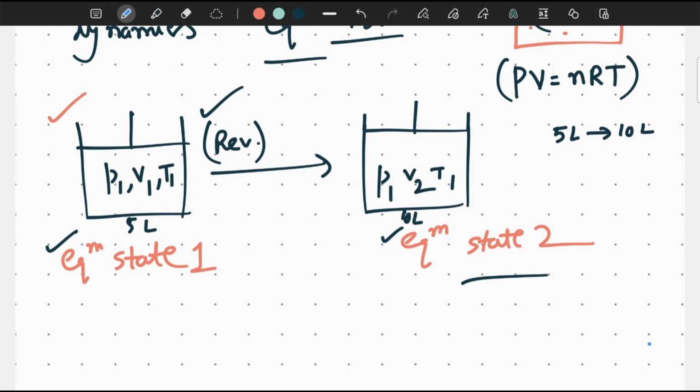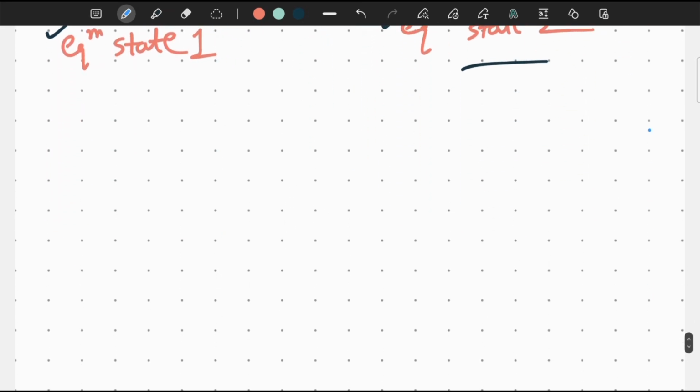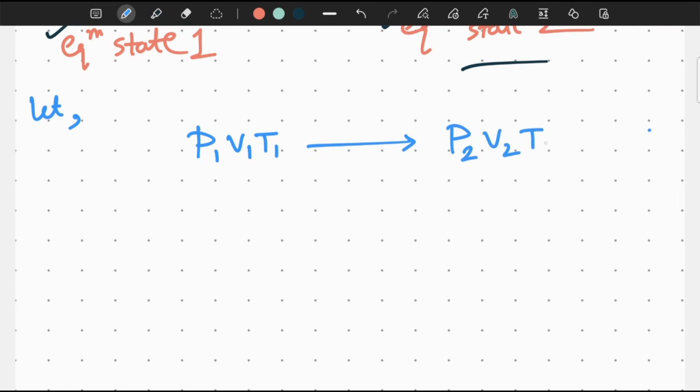But when it interacts with the surroundings, then it will change. Obviously, then it will no longer remain at P1, V1 and T1. For example, let the state be P1, V1, T1 and it is changed to P2, V2 and T, where temperature is the same.